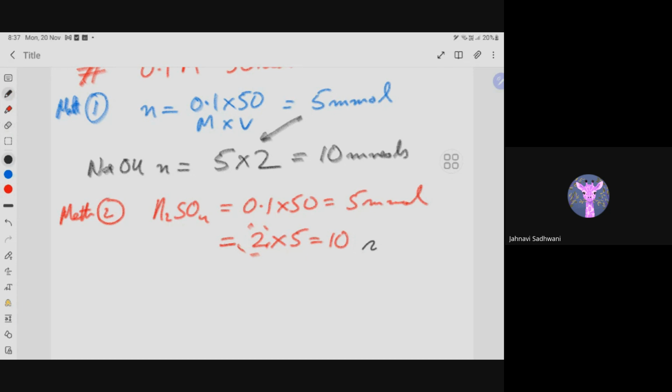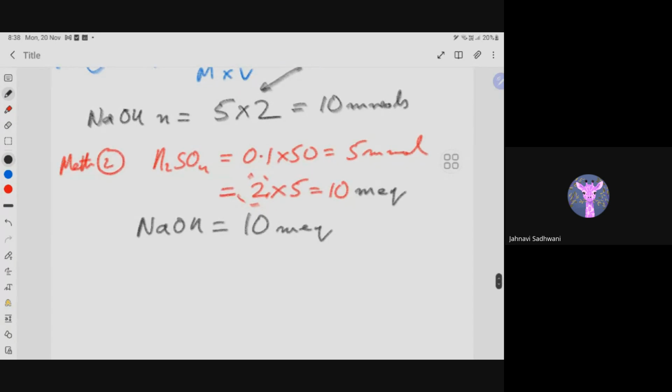Then I will say, in any reaction, 10 milliequivalents. In any reaction, 1 milliequivalent reacts with 1. Therefore, NaOH should also be 10 milliequivalents. Right? So I'm not writing any reaction this time. Is that clear? And then I will say that NaOH has an X factor of 1. So the number of milliequivalents is the number of moles, which is equal to 10 divided by 1, 10 millimoles, which is the same answer as before.